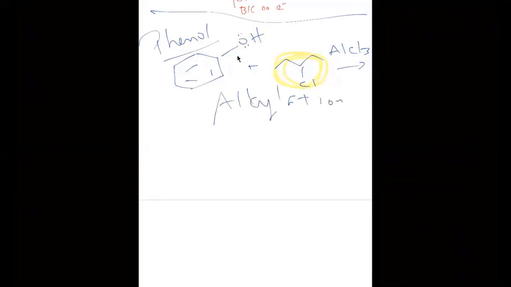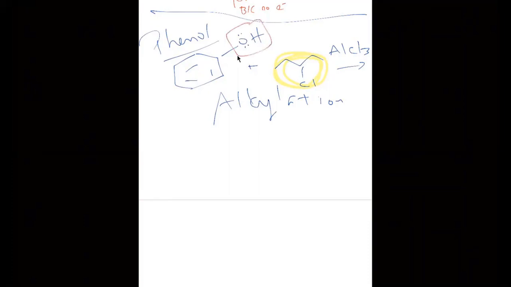All right. And so the question now is, where's the alkyl group going to go? Right, it's secondary, so it's not going to rearrange, so we don't have to worry about that. But where is it going on the ring? That's the question. And how do we know? How can we predict where it's going to go on the ring?